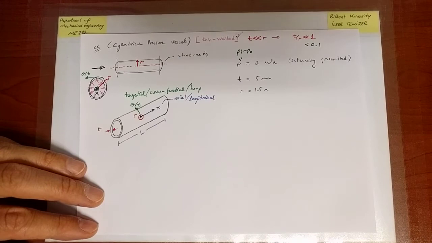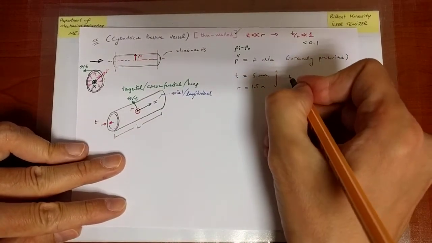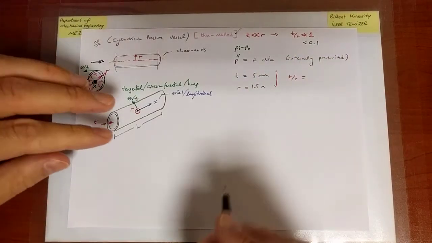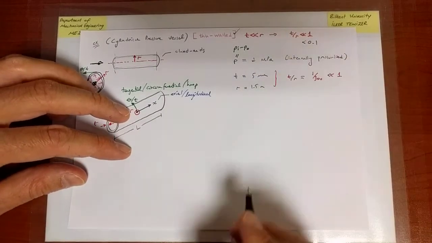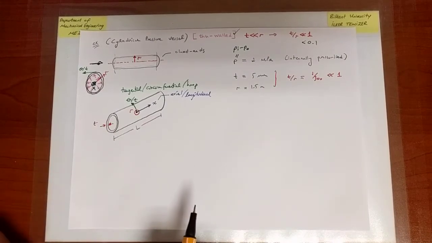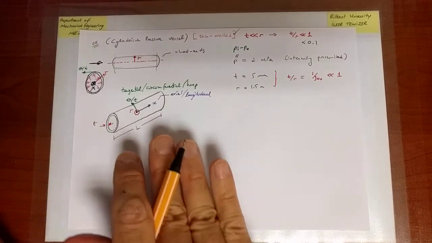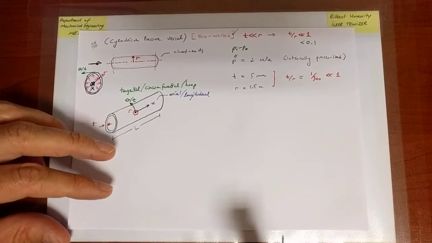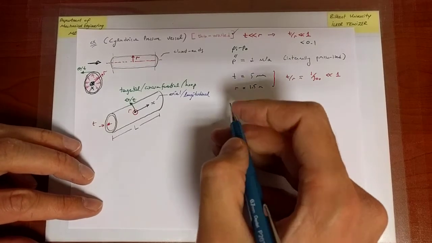Why does it not matter? Because I can look at the ratio of T to R and I can see that that ratio is actually 1/300. And that certainly is much less than 1, even smaller than 0.1. So I'm certainly safe with respect to the assumption of a thin wall structure. So the approximate stress analysis that I will be doing is going to be actually quite accurate. Accurate with respect to what? With respect to the exact analysis of stresses that we cannot do in the context of this course.